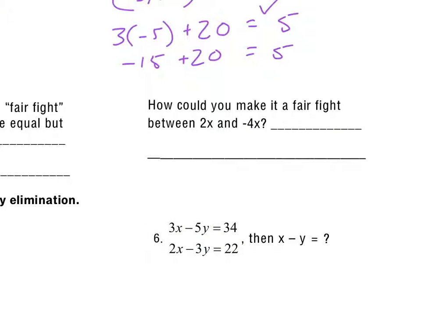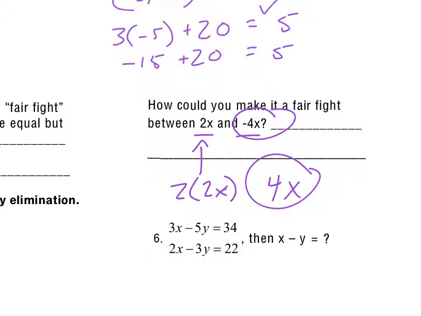So if we look right below there, it says, how could you make it a fair fight between 2x and negative 4x? Well, we know that a fair fight means that they have to be able to cancel each other out, and 2x and negative 4x can't quite do it yet. But if we multiply this 2x by a positive 2, we'd have 2 times 2x, which would give you 4x, and then we notice that if we have negative 4x and 4x, they would cancel each other out. So your answer there would be multiply the 2x times 2.